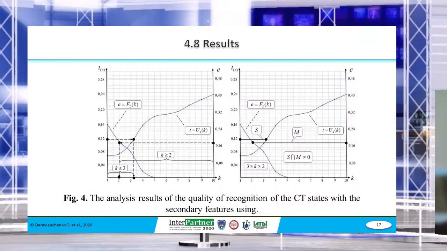The analyzed result of the quality of recognition of the cutting tool states using secondary features is shown. As we can see in this picture, the result is obtained because the regions S and M intersect. So a solution exists. Next slide, please.